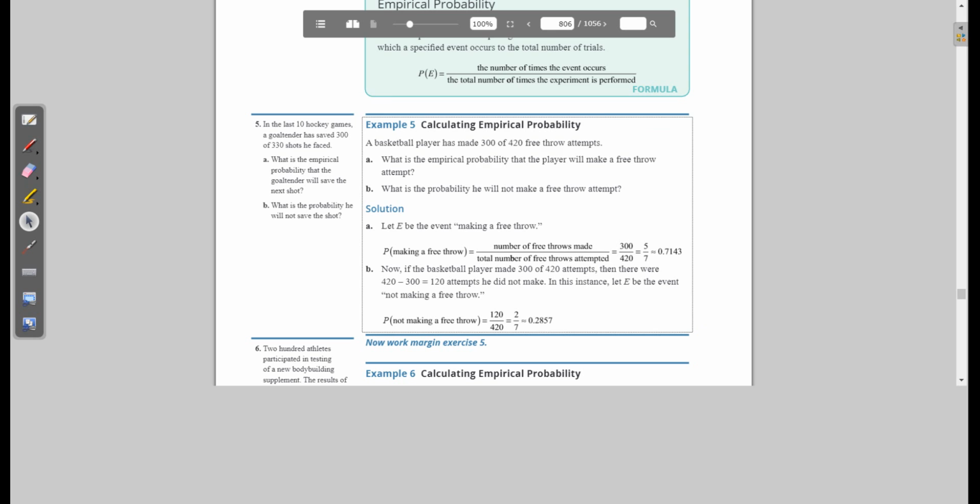I hesitate to say this, but I feel like this is one of the easiest sections we went over in this course so far. It seems difficult, but it's not, right? So let's go ahead and begin.